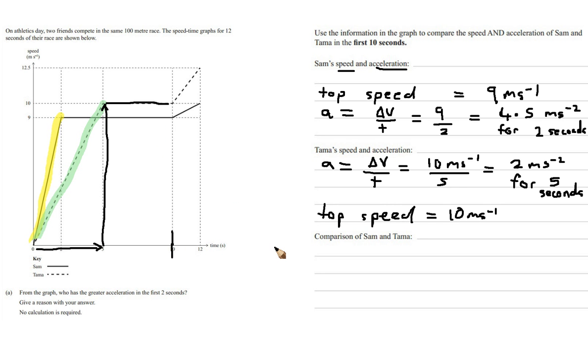Alright, great. So we've got one more question to go. I'm not going to write that all out, but comparing it here, it's basically saying Sam accelerated more quickly, but only for 2 seconds. Tamara accelerated a little bit more slowly, but for 5 seconds. But because she was accelerating or speeding up for a longer period, she actually reached a faster top speed. We could also add in that between 5 and 10 seconds, neither of them were actually speeding up.